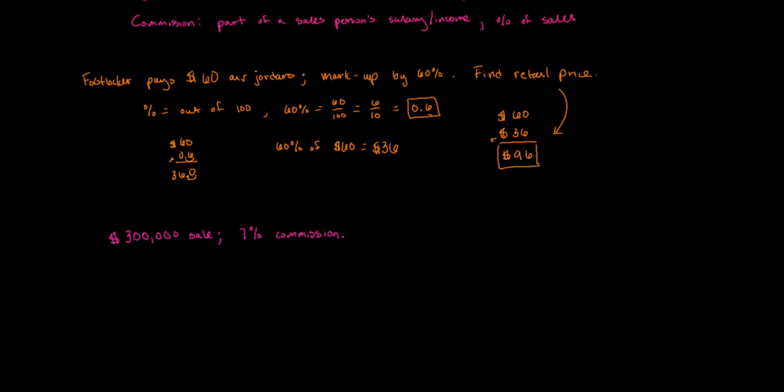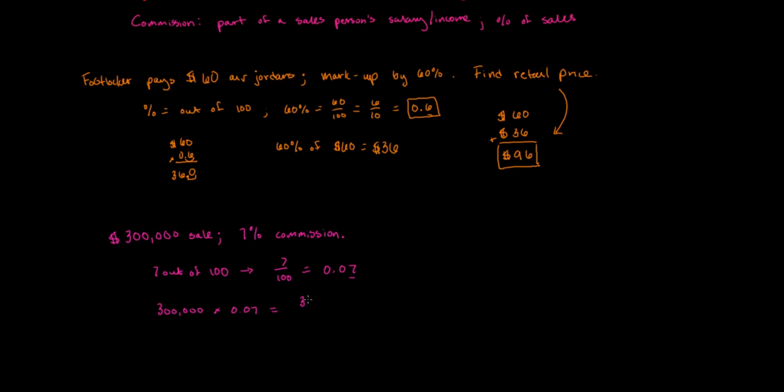So again, we need to change the 7% to a decimal. 7% is 7 out of 100, which is the same thing as 7 hundredths. And remember that 7 hundredths is 0.07 with the 7 in the hundredths place. Okay. And then we're just going to multiply. So I'm going to take 300,000 and multiply it by 0.07. And that should be equal to our commission.